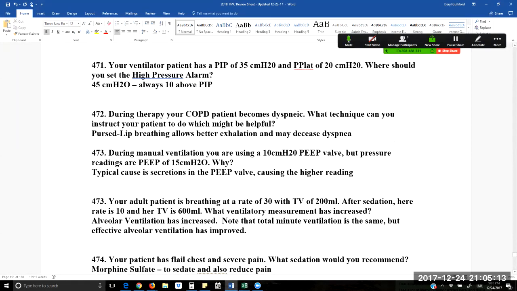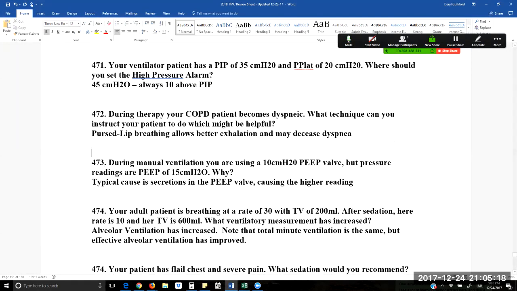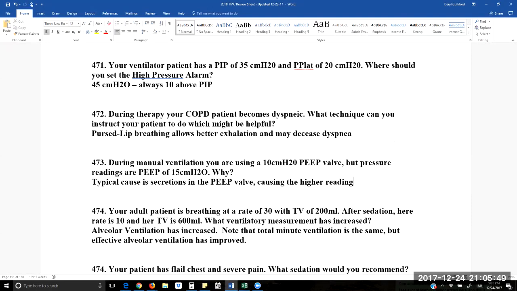I got a little numbering problem, so I'm going to fix that as we go here. 471, 72, 73, 74. During manual ventilation, 473, you're using a 10 centimeter PEEP valve. You've seen the PEEP valve that we attach to the bag, but pressure readings are 15. Why is that? Well, the usual cause is that secretions have gotten in the PEEP valve. That's going to give you a higher reading, not an accurate reading, so you need to get a new valve. In fact, you might just want to get a new bag and a PEEP valve in that situation. It will not read accurately if there's secretions in the valve.